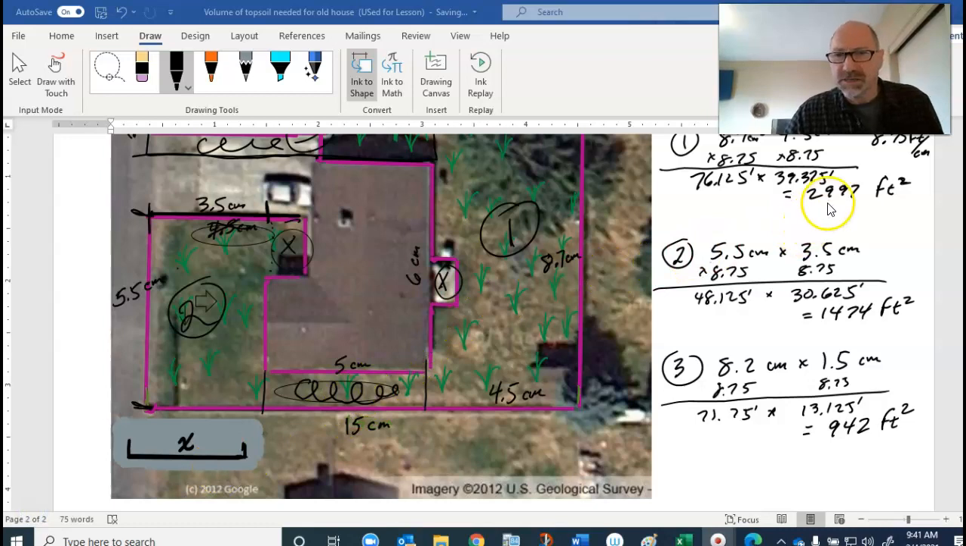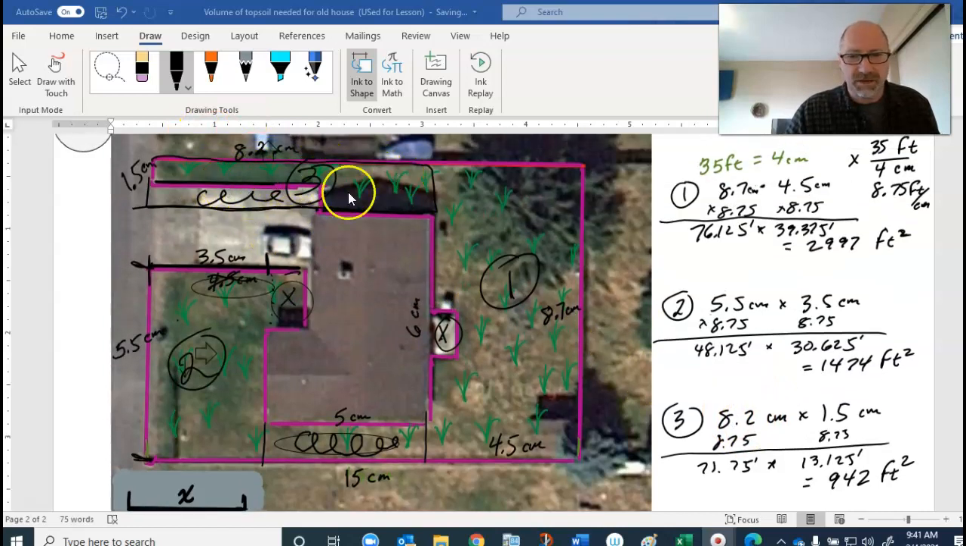So these are the calculated areas, and this is almost 3,000 square feet, is this little back area. This is 1,474 square feet, this area right here, which includes this little block that we took out of that, really. And then this top area is only 942 square feet.